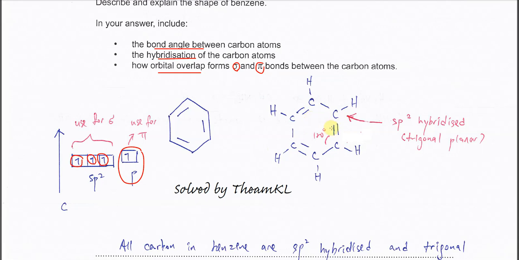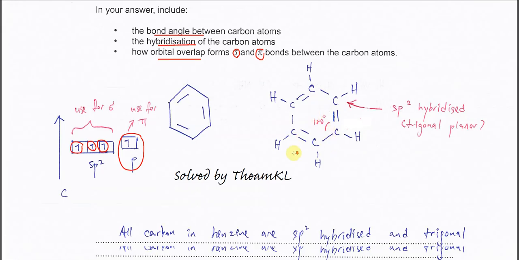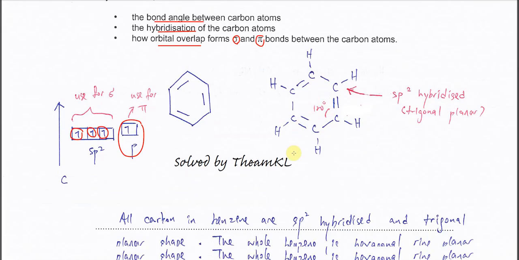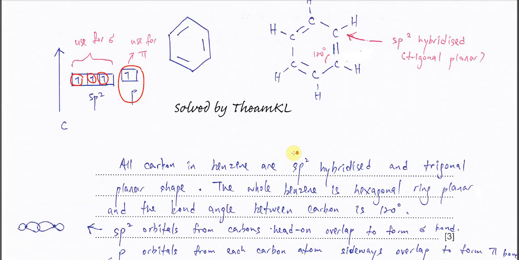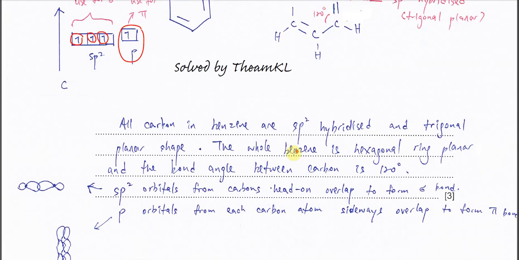And the bond angle, because all these carbons are sp2 hybridized, it will be a trigonal planar geometry for all carbons. So the bond angle between the carbons will be 120 degrees. So this is all the information that you must know before you answer. Okay, so now let's start this.